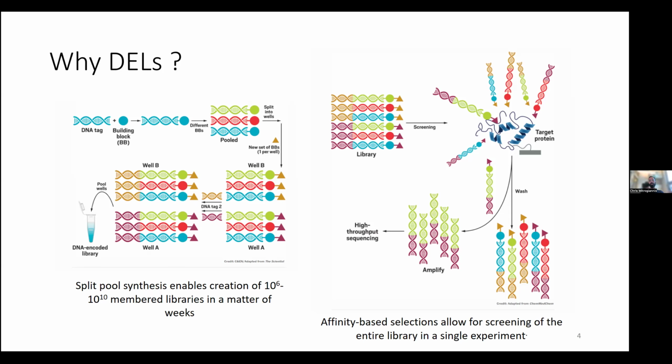The second advantage of the technology is how we do the screening. The affinity-based selection can happen in just one experiment because the whole library is pooled together and each small molecule in this library is encoded by a specific DNA sequence. So we can do the screening in one experiment with immobilized target protein, then extract the binders, and through amplification and high throughput sequencing, we can identify the small molecules that bind to our target.